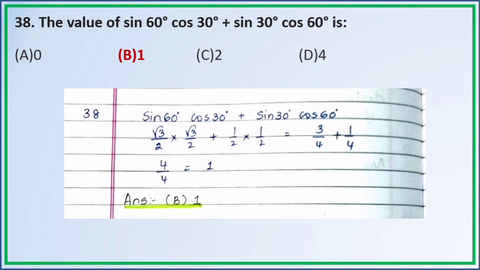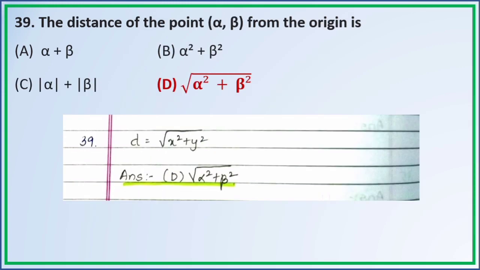The value of sin 60 degree cos 30 degree plus sin 30 degree cos 60 degree is. The value of sin 60 degree is root 3 by 2, cos 30 is root 3 by 2, plus sin 30 is 1 by 2 and cos 60 is 1 by 2. Therefore, simplifying, root 3 into root 3 is 3, 2 times 2 is 4, plus 1 into 1 is 1, 2 into 2 is 4. We get 3 by 4 plus 1 by 4. Denominators are same, you can directly add the numerators. 4 divided by 4 equals 1.